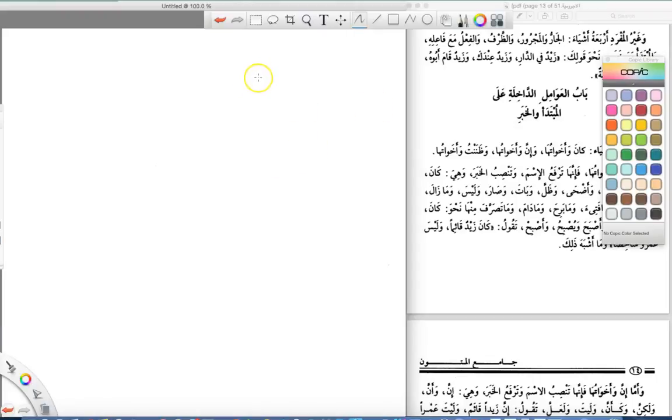Now, last week, if you remember, we talked about the topic of mubtada and khabar. And we said about mubtada and khabar that this was a situation where a word occurs in a sentence that is a Jumla ismiya, and the first word of that Jumla ismiya you call a mubtada and the second a khabar.